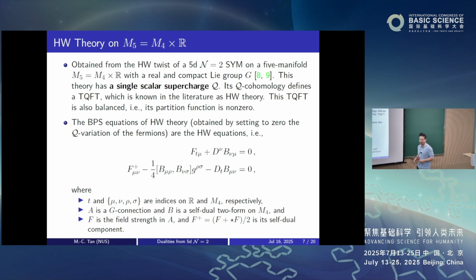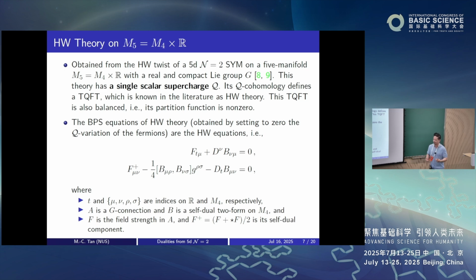If you look at observables with respect to this Q cohomology inside the path integral, you can see that it's invariant under topological deformations of the underlying manifold. So we'll call this HW theory. And this TQFT is also balanced. This is a very important point. What do we mean by balanced? Balanced means that the relevant index of this TQFT is 0, meaning the virtual dimension of the moduli space of BPS equations is 0, and therefore it means physically that the partition function is non-zero.